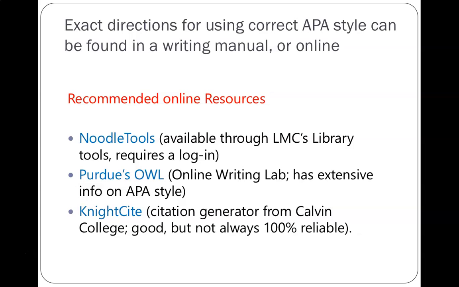Where do you go? Well, these days online is probably the easiest. If you go to Noodle Tools, Purdue's OWL, or EasyBib, probably Purdue's OWL is the best. These sites will have extensive information on APA citation. You can also use a writing manual. APA also has a style guide book, but you're probably not going to want to go there first. It'll be easier to go online or get a writing manual.